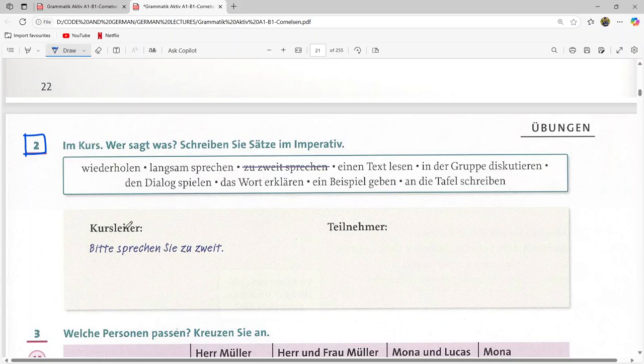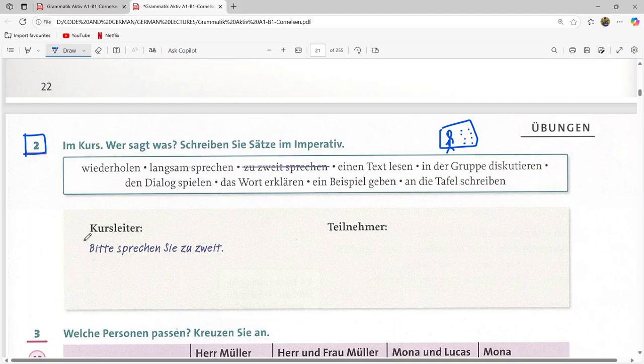Okay, Kursleiter means course leader. So it might be in the classroom. So in the classroom, this is like a teacher or course leader, and you guys are participants, or Teilnehmer. We read the sentences and try to differentiate who is giving the order and who is requesting by understanding the imperative sentences.